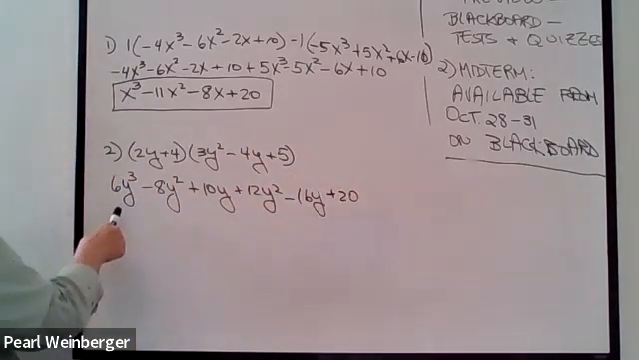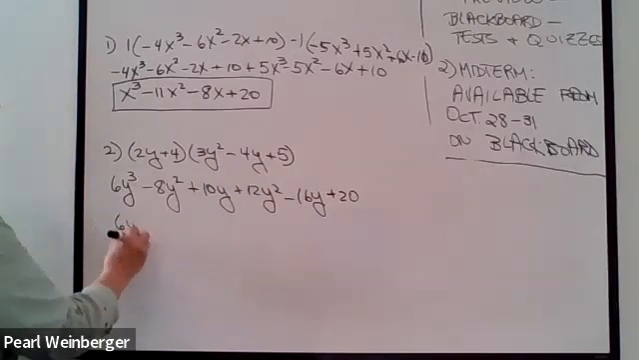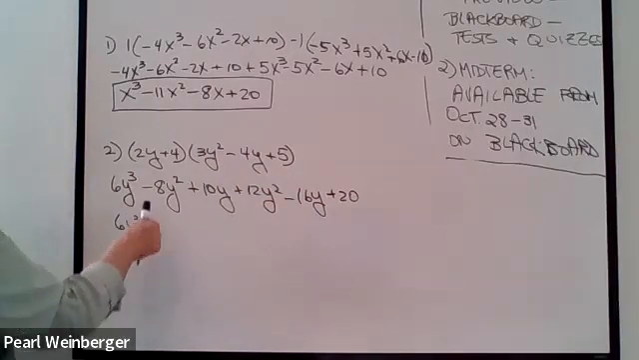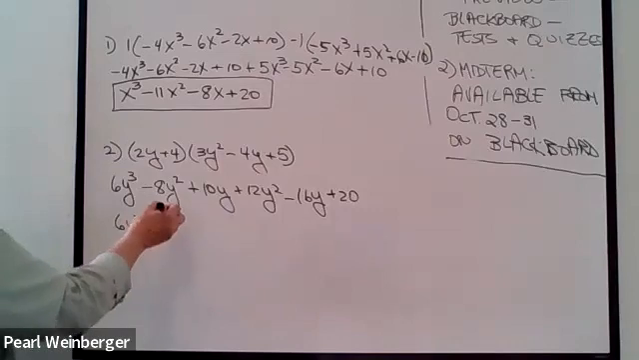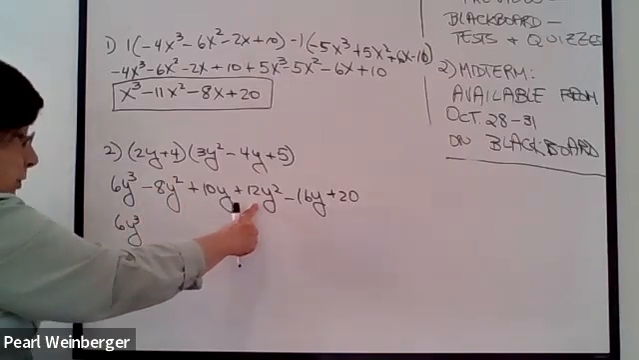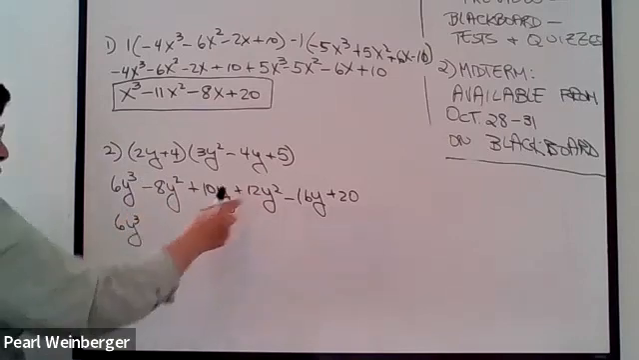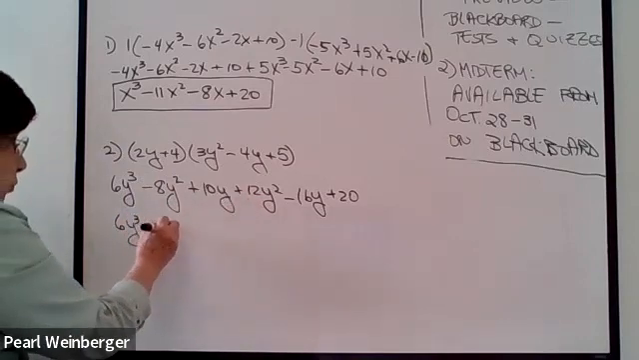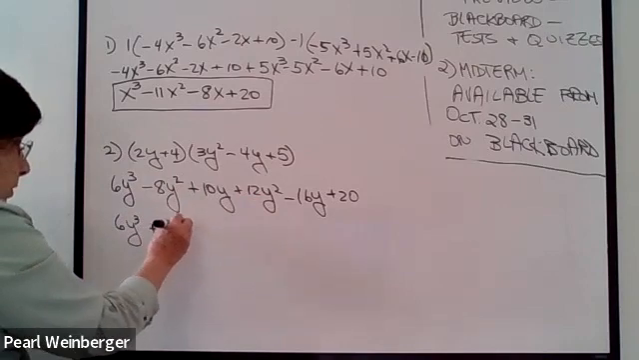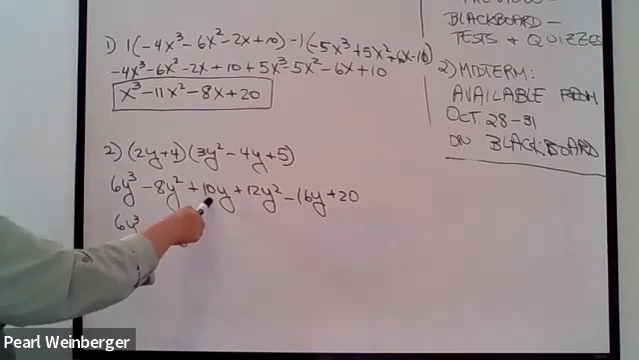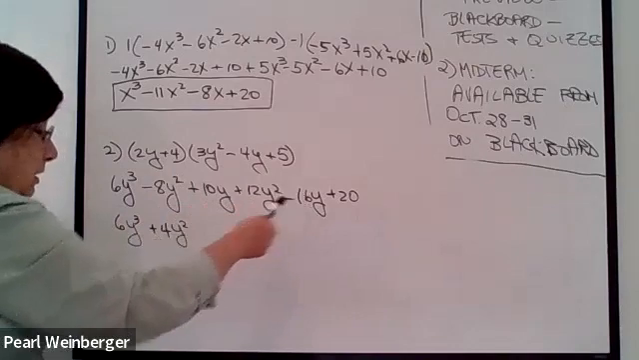Okay, so there's no other y cubed, so we just bring down the 6y cubed. We have a negative 8y squared and a positive 12y squared. Those are like terms. So we add negative 8 plus 12, which gives us positive 4y squared. We have a 10y minus a 16y.